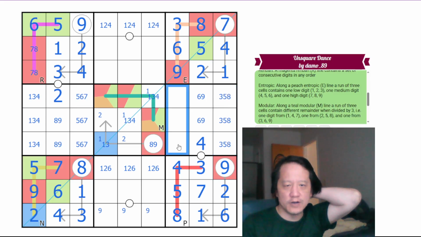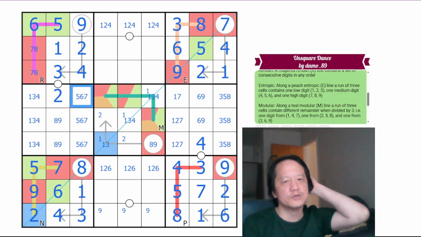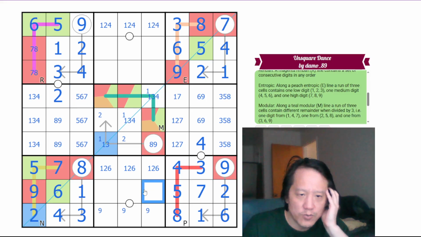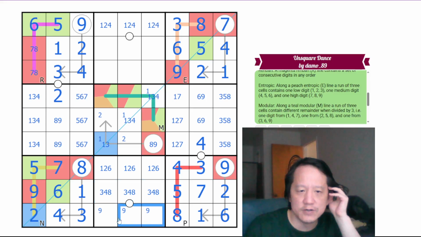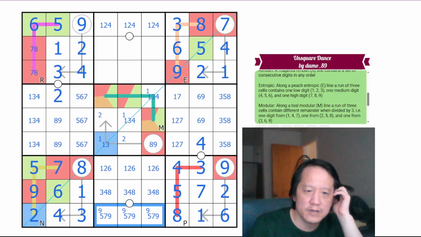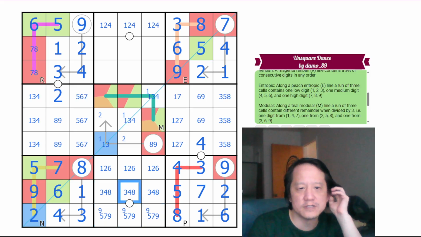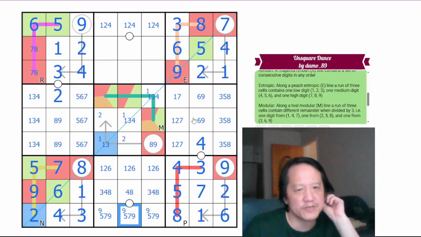Remaining digits of column 7, we have 1, 2, and 7. No 2 here because of 2 in the row. Remaining digits of row 8: 3, 4, and 8. Remaining digits of row 9: 5, 7, and 9. How are these consecutive? 3 is not consecutive with any of these. 4 and 8 could be consecutive with any of 5, 7, or 9.